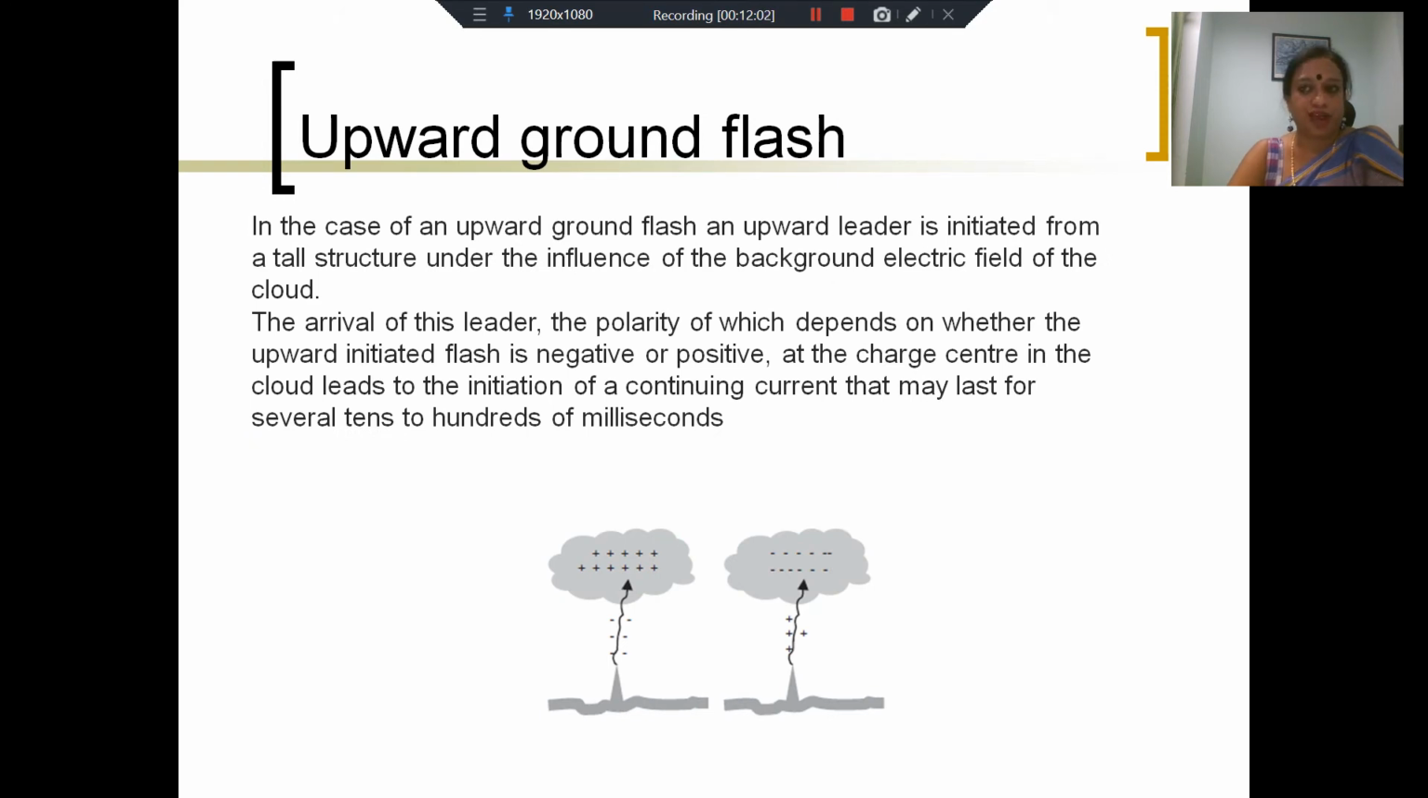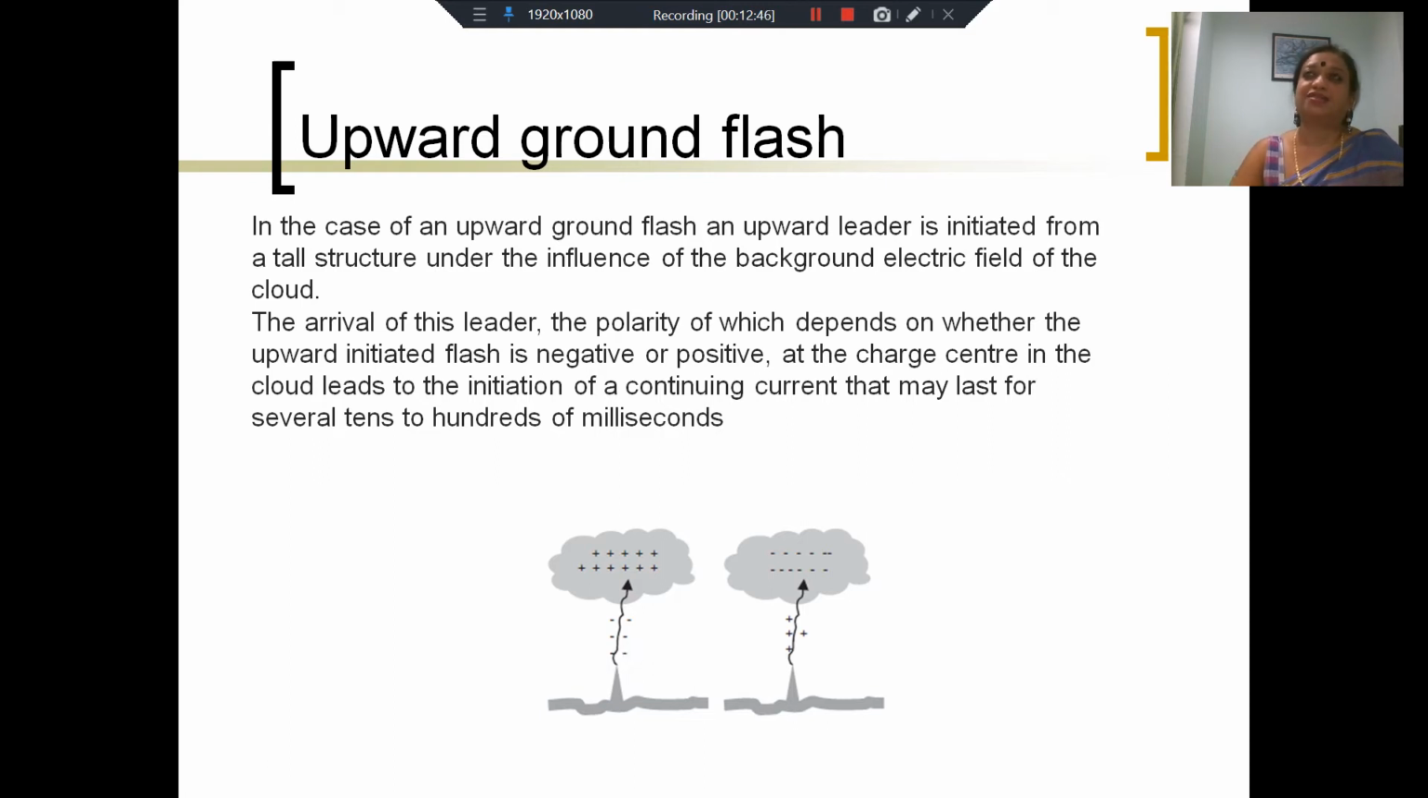Just as you have downward flashes, it is also possible to have upward ground flashes, and this would possibly be in cases where you have a tall structure. For example, let's say you have a tower or a very tall tree. Because there is a charge on the clouds and there is a field in the gap between the earth and the clouds, at the tip of the tall structure it is like a needle-plate geometry. So there is very high local field intensification at the tip of the tower, and as a result, the air in this region begins to discharge.